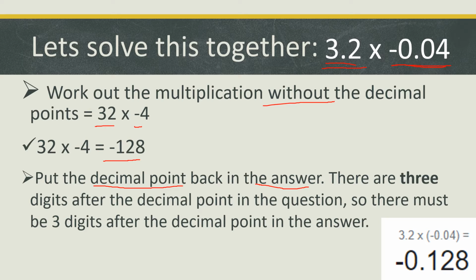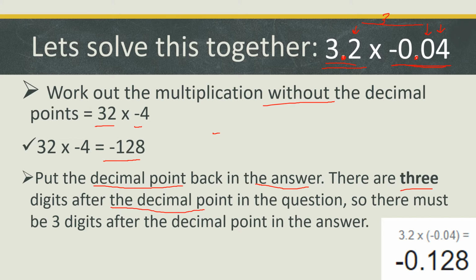Now it's time to put the decimal point back in the answer. So there were 3 digits after the decimal point. How? Because after this decimal point, there was 1 digit, which was 2. And after this decimal point, there were 2 digits, which are 0 and 4. So in total, we've got 3 digits after the decimal point.